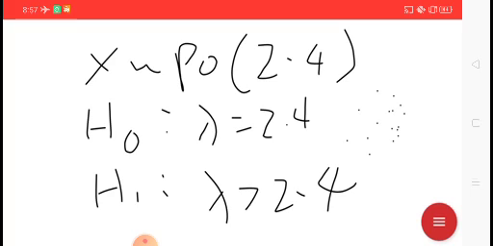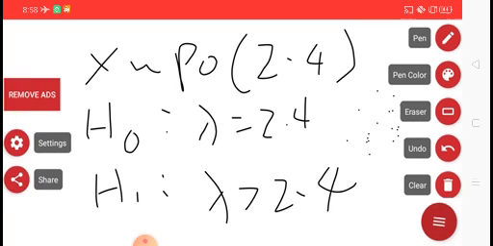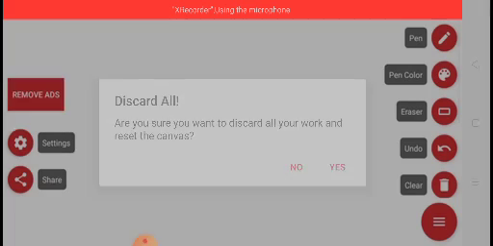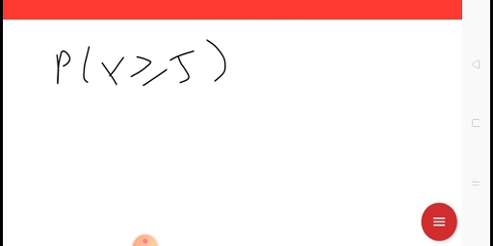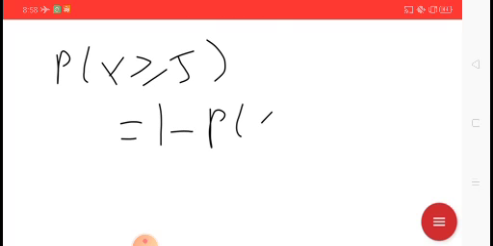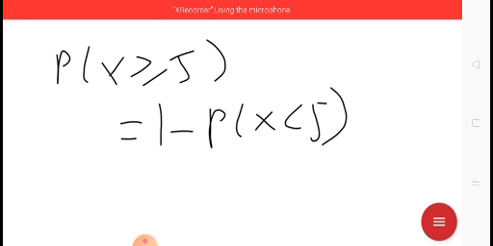Okay, so once you have this, then we can start to test. Because the question that we want to run is larger, so we test the larger side, P(X ≥ 5). So this is equal to 1 minus P(X < 5), because the Poisson doesn't have the endpoint. This one you cannot skip.